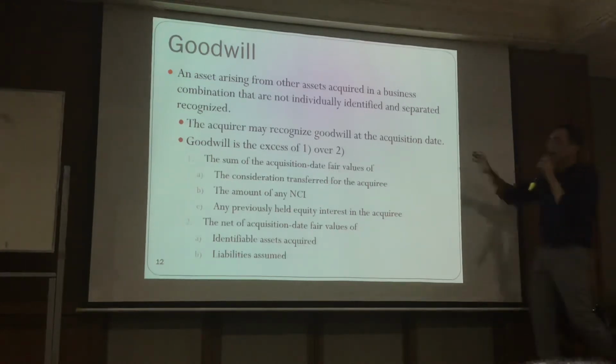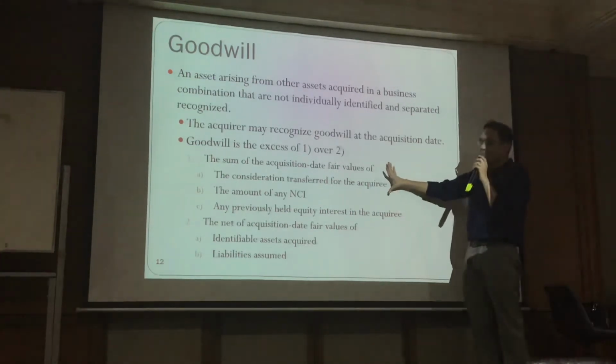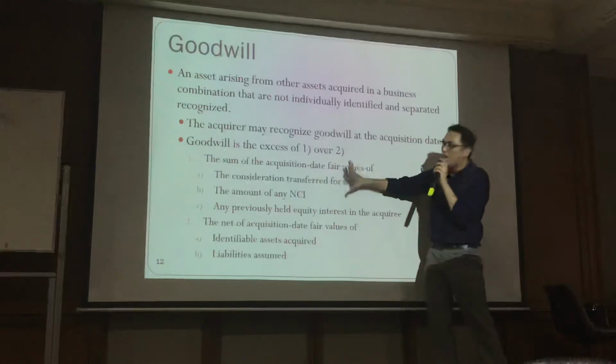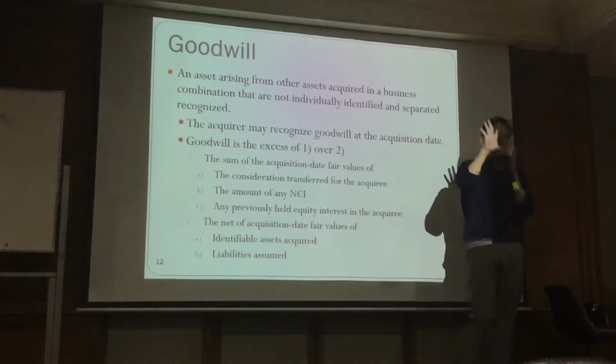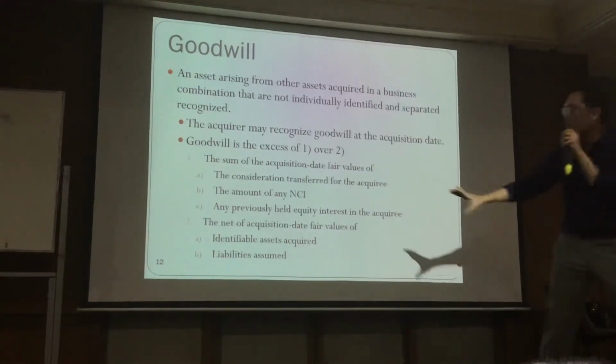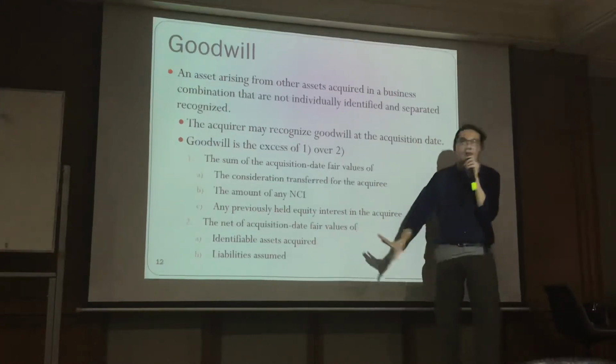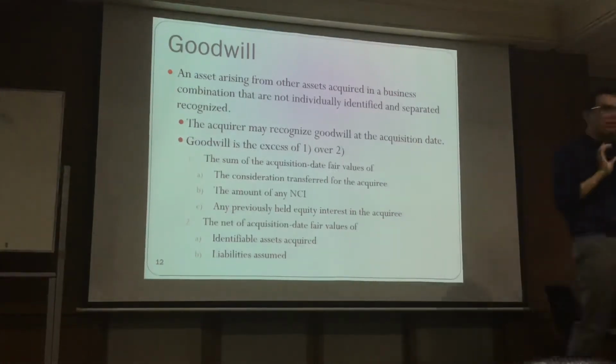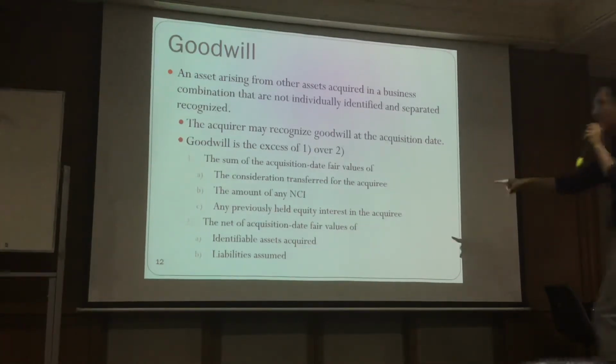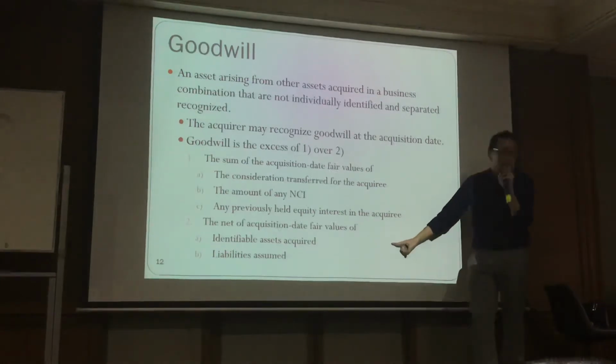This is how we calculate the goodwill. I showed you before. Compare between 1 and 2. Just like I gave you the example, look at 2 first. 2 is what? The fair value of net assets. Getting back to my example: book 80, fair 180. This is 180 down here.